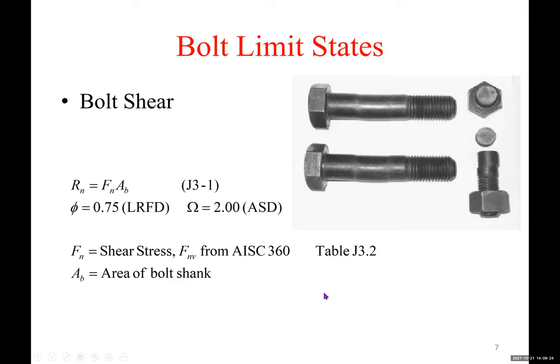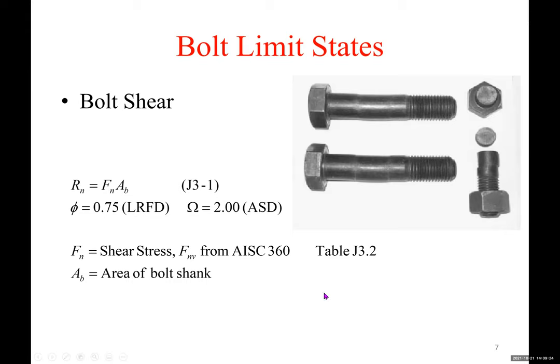Now for bolt bearing, it depends also whether the deformation is a design consideration or not. So if deformation will affect the behavior of the connection or the attached elements to it or not. So we talked about the 2.4 D T F sub U. This is when the deformation at the bolt hole is a design consideration. If it's not a design consideration, then we have higher capacity, 3.0 times D T F sub U, and the same thing for tear out. Instead of the 1.2, we use 1.5.